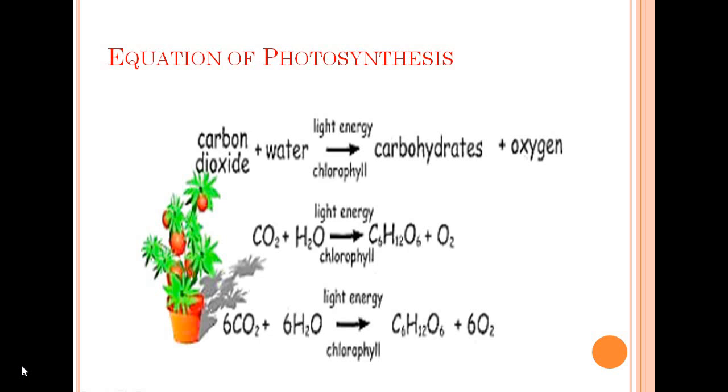So here in the second equation is the chemical equation of photosynthesis, in which carbon dioxide is written as CO2, the chemical formula of carbon dioxide. H2O is the chemical formula of water. C6H12O6 is the chemical formula of carbohydrates, and O2 is the chemical formula of oxygen. But this is the unbalanced equation.